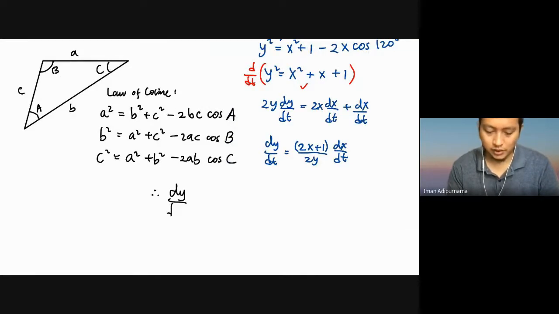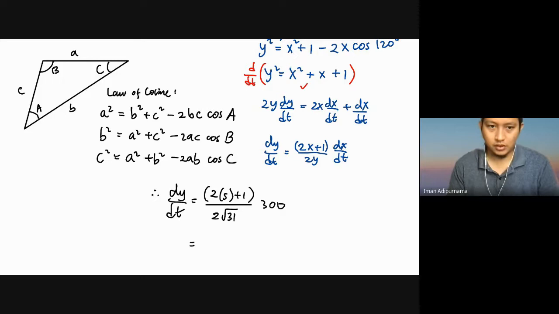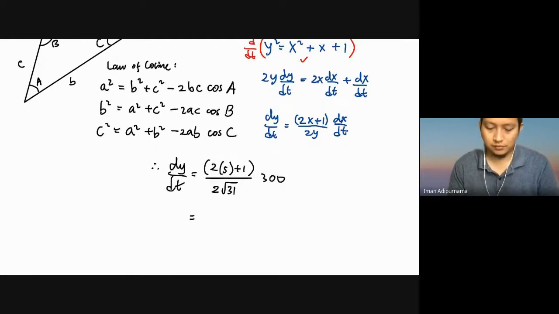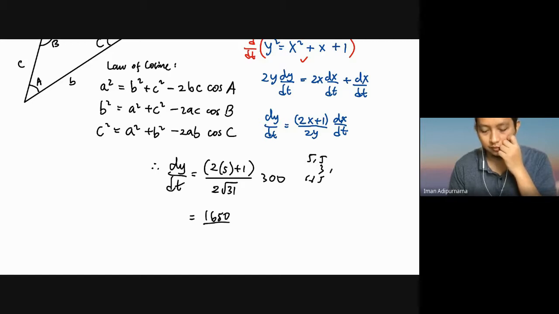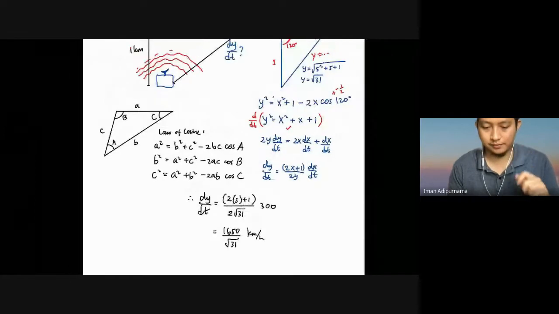So dy over dt is equal to 11650 kilometers per hour. Yeah, that's it.